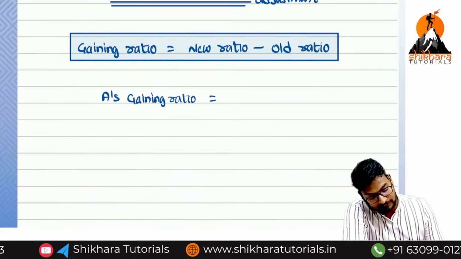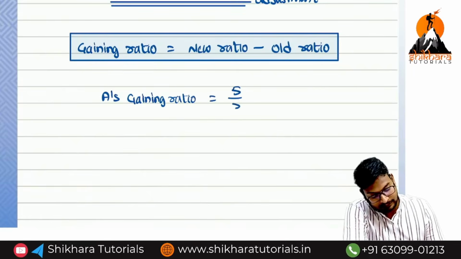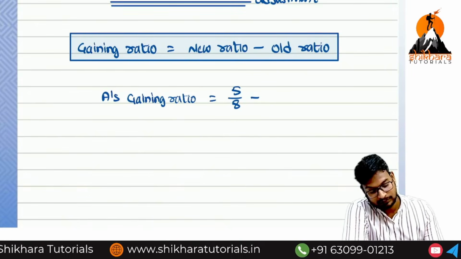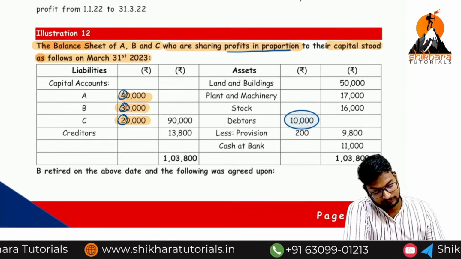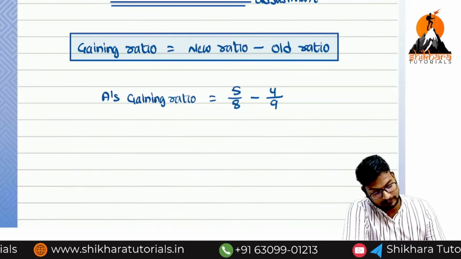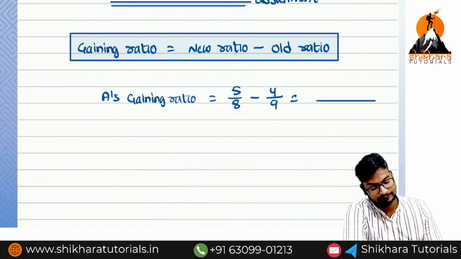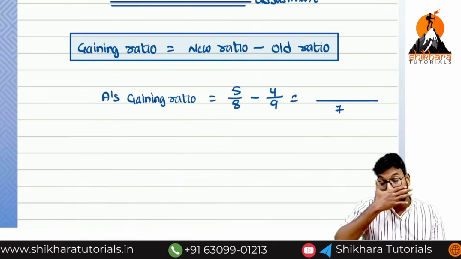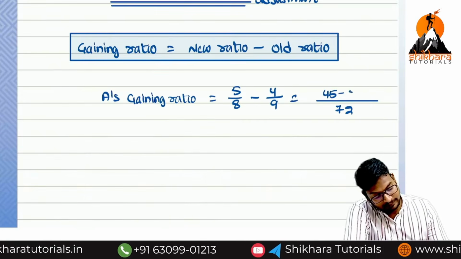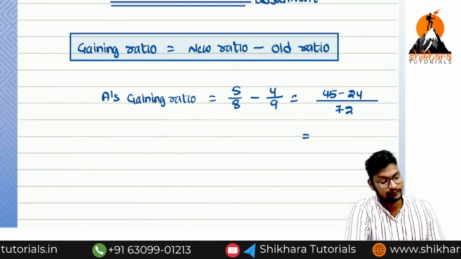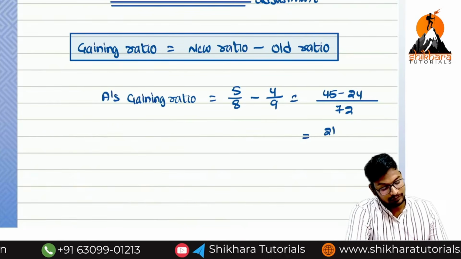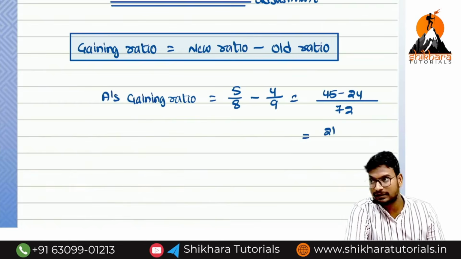So what is the new ratio, Amma? 5/8 minus, what is the old ratio, Amma? 4/9. So what is the LCM? 72. 45 minus 34. 34? 8 4s are 32, no?